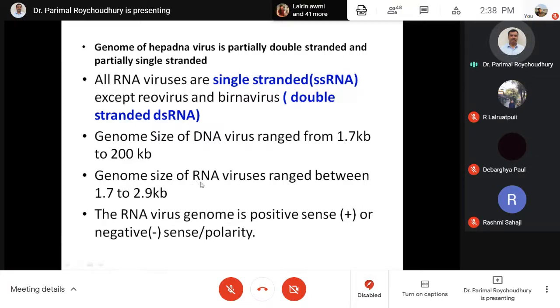Similarly, if you see the ranges in the RNA viruses, the largest is almost, sorry, it's not 2.9, it's 29. Please correct it. It's not 2.9, it's 29 kb. Coronaviruses and arteriviruses have a size of 29 kilobases. Then the simplest one is again 1.7. So we can see a wide size range of genomic constitution among the viruses, both DNA and RNA.